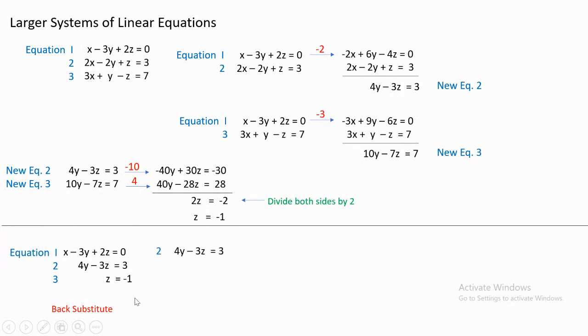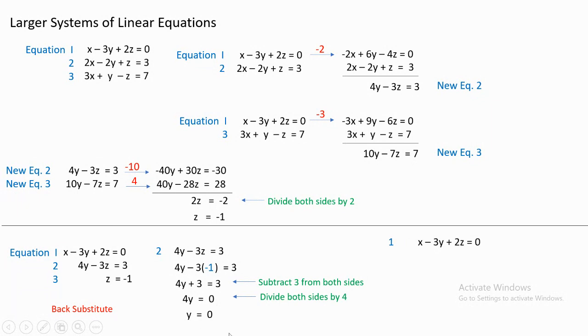So I'm going to go to equation 2. I'm going to plug in negative 1 for z. Right? Negative 1 for z. So this will give us 4y plus 3 equals 3. We subtract 3 from both sides. We get 4y equals 0. So that means that y, we divide both sides by 4, so y equals 0.